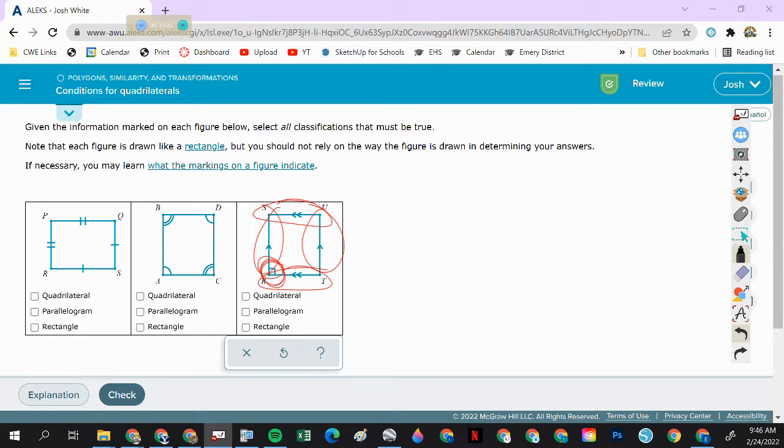Okay. Is it a quadrilateral? Yes. Is it a parallelogram? Yes, it has 2 sets of parallel sides. Does it have 4 right angles? Well, how do I know that? They only told me that one of the angles was a right angle. If they're parallel, then these also have to be right angles. So that one would be all 3 of them.